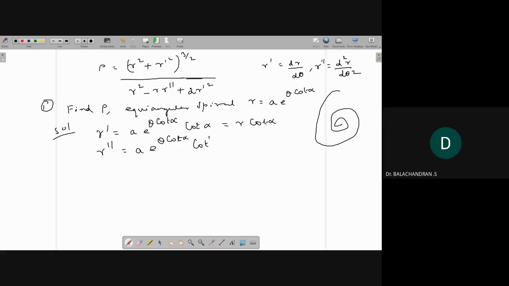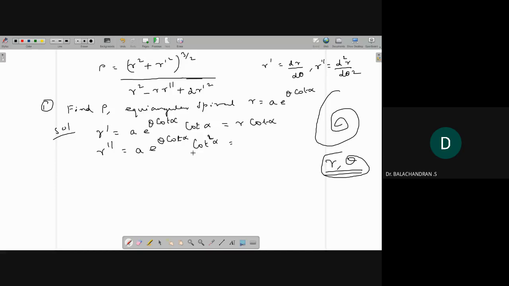Sir, for e power theta into cot alpha, shouldn't we take the UV rule for the theta into cot alpha part? No, no. Actually, here cot alpha is a constant. Alpha is a constant here. Okay, thank you.